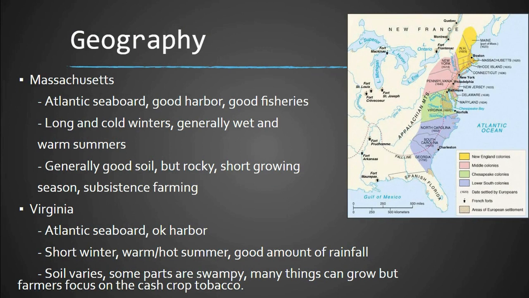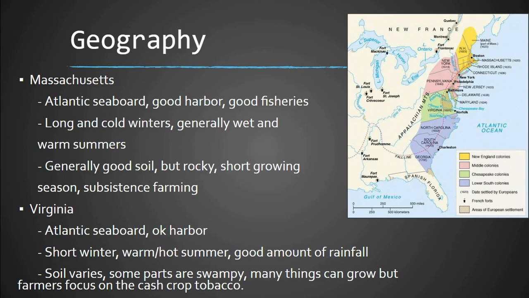Okay, now on to geography. The northern colonies are in yellow on the map, with our area of focus, Massachusetts Bay, being right on the Atlantic seaboard. The principal city, Boston, had a good harbor, and there were good fisheries in the area. The winters are long and cold, while summers are generally wet and warm. Good soil for growing a variety of crops. The growing season is short, and the area is not conducive for large-scale cash crop farming. Most people are subsistence farmers, with the ability to sell only small amounts of excess produce.